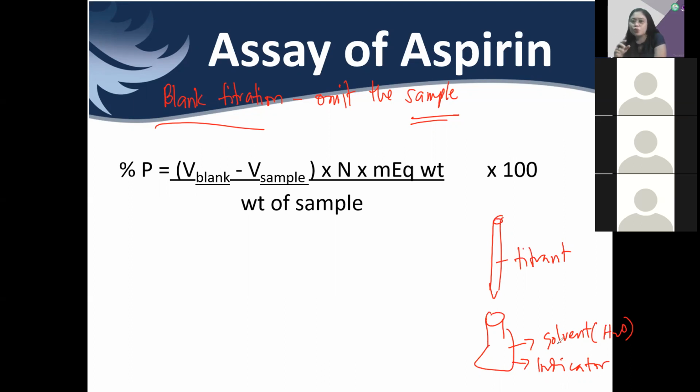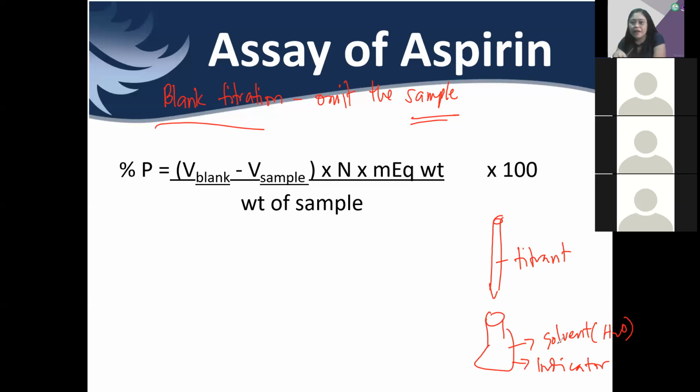So why are we going to do the blank titration? This is actually to omit bias or to check whether the result of the titration process is correct or not. Okay? We check if there is a difference in the result between titrating with your sample and titrating without the sample. Because maybe after the titration process, you will get the same percent purity, when in fact there is no sample in the blank titration.